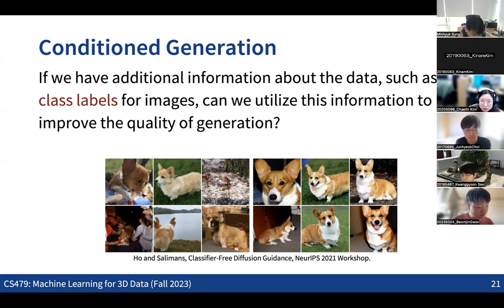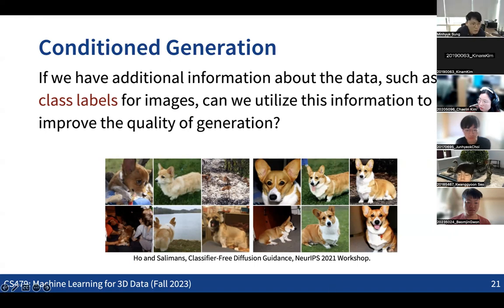For example, if you have any experience with ImageNet, ImageNet is one of the large image datasets, which has class information, right? For those images, we have the information that these are all dog images. So we have the class label that these images are dog images, right? Then the question is, can you somehow utilize this extra information to improve the quality of the generation? That's the basic idea of classifier guidance.